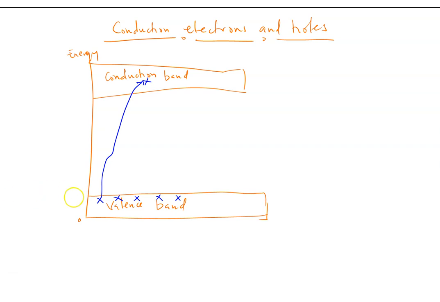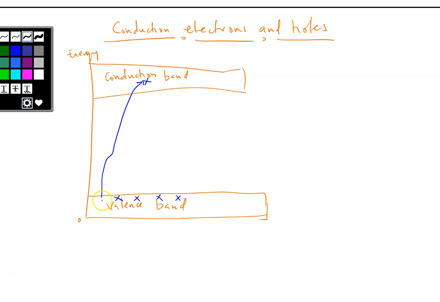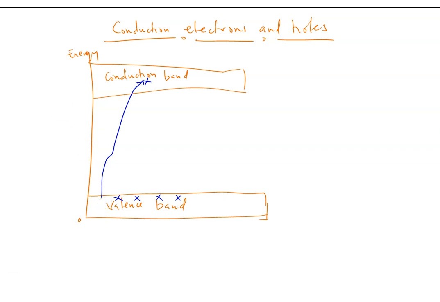So once they leave there, they leave a space at the valence band. And that space is what is termed as a hole. So this is termed as the hole, and this is termed as what? Conduction electron. Okay.